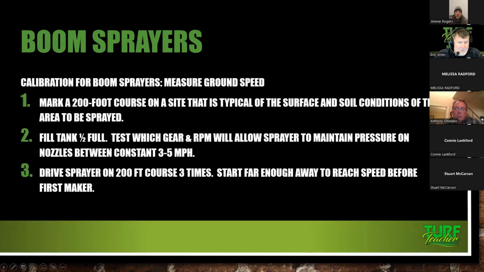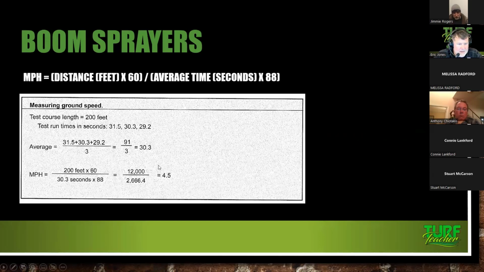And once that takes place, we measure our ground speed. We mark a 200-foot course on a site that is typical of the surface and soil conditions of the area to be sprayed. We fill the tank half full. We test which gear and RPM will allow the sprayer to maintain pressure on nozzles at a constant 3 to 5 miles per hour. And we drive the sprayer on a 200-foot course 3 times. We start far enough away to reach speed before the first marker. And so we're getting it.